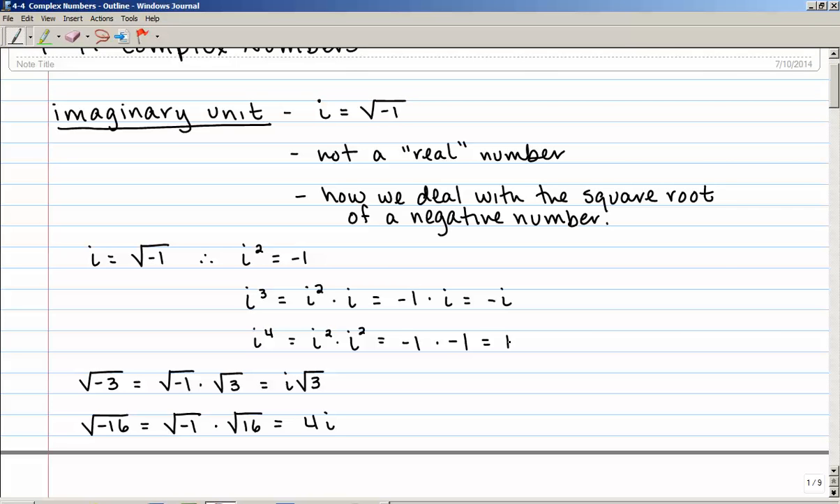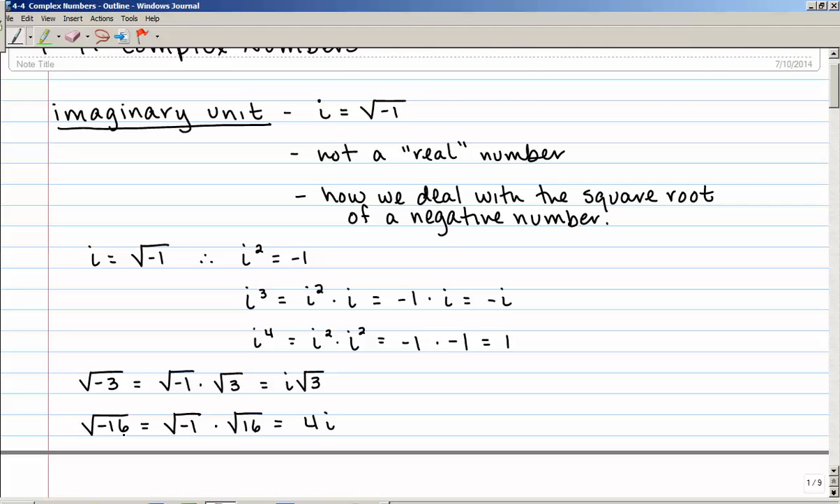So how do we use this? If I have the square root of -3, I can break that down and say the square root of -3 is equal to the square root of -1 times the square root of 3. Because remember, when we multiply radicals, we just multiply the stuff underneath. Well, I know now that the square root of -1 is i. Can't do anything with the square root of 3. So the square root of -3 is equal to i square root of 3.